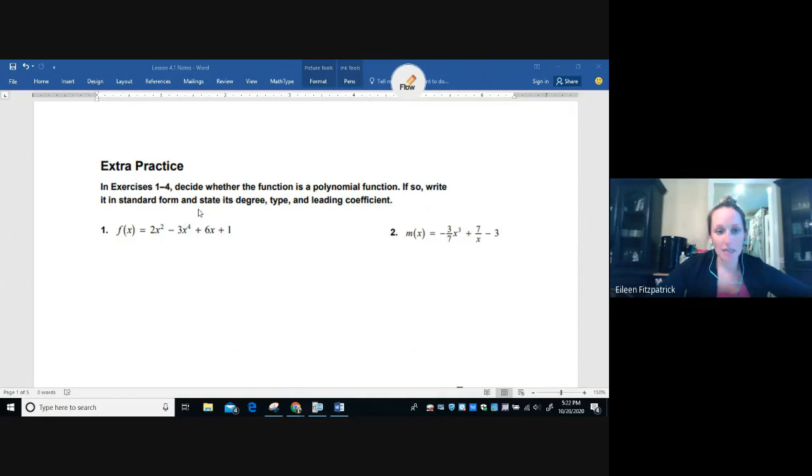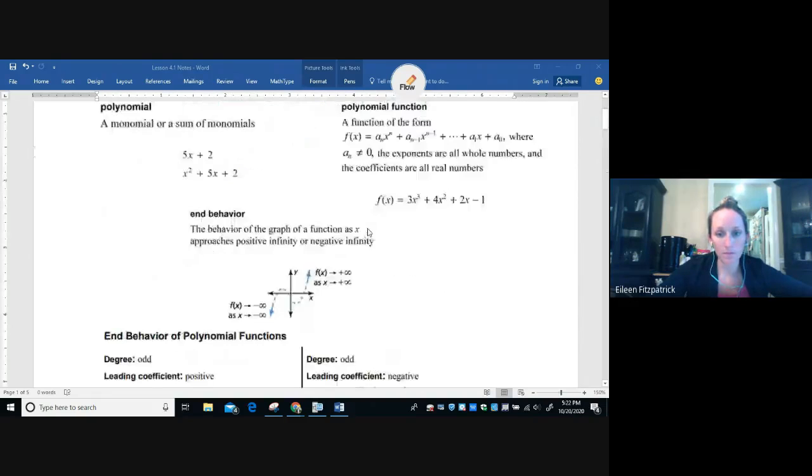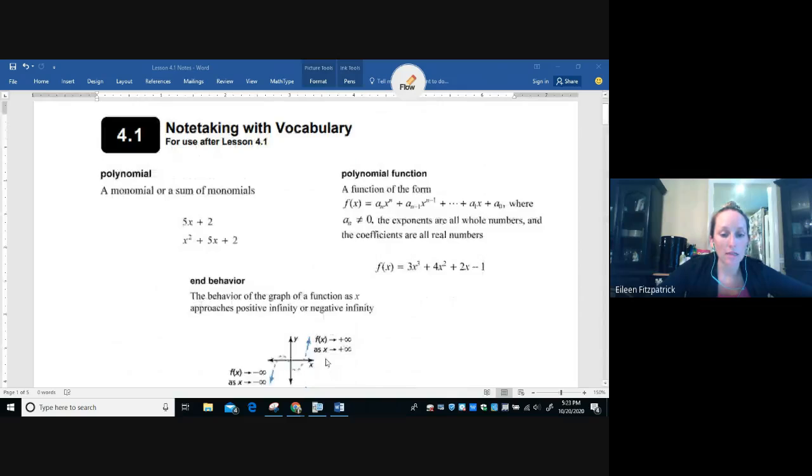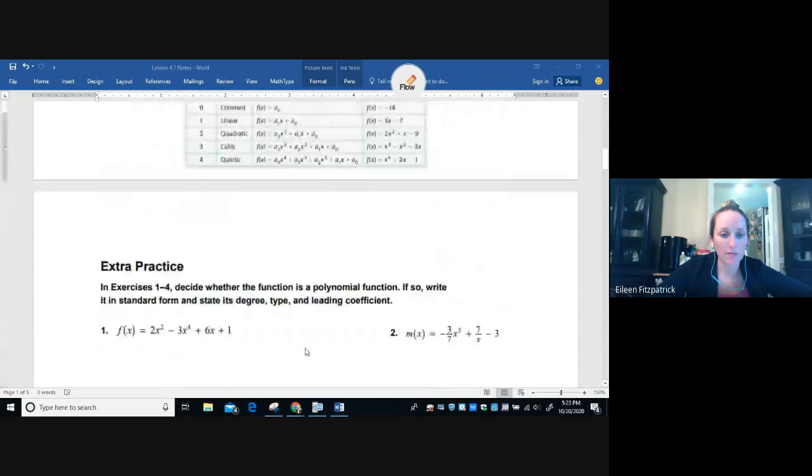All right, so next it says, decide whether the function is a polynomial function. If so, write it in standard form and state the degree, type, and lead coefficient. Before we get into the problem, let's go back to the vocabulary. A polynomial function is written in this form where a sub n cannot equal 0, the exponents are all whole numbers, and the coefficients are real numbers. So this is the important part: exponents are whole numbers and coefficients are real numbers, no i's, no imaginaries. Let's go down to the first problem and see if it fits.